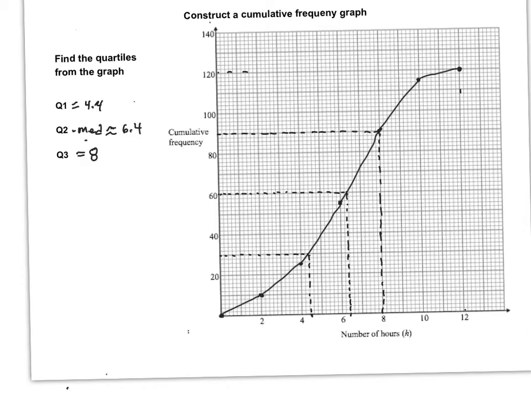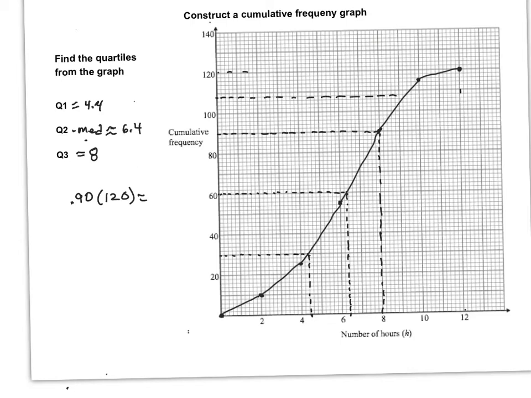Let's say I wanted to find the 90th percentile. That's the value at which 90% of the values are less than. So I would do 90%, or in decimal, times the number of data values. And 90% of 120 is roughly 108. So if I go up to my graph, 108 is here.